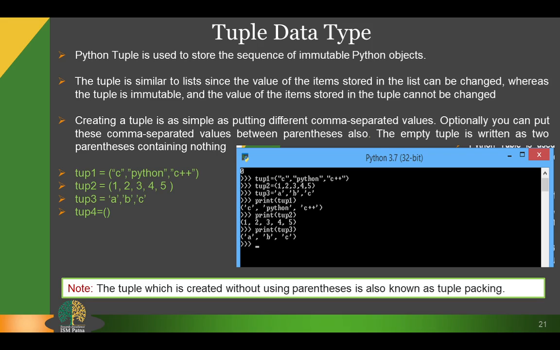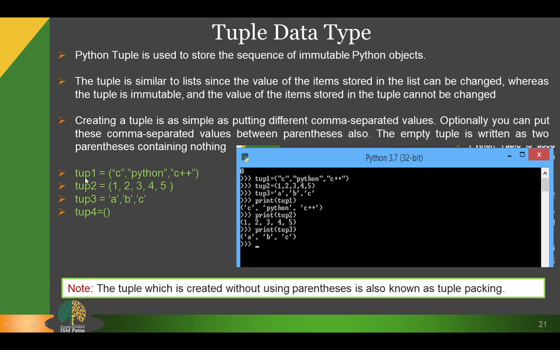Now, the next sequence data type is tuple. Python supports tuple as an immutable data type. It means once we define the data type as a tuple, we can't change it. The tuple is similar to list, except that the values of the items stored in a list can be changed, whereas in a tuple they cannot be changed. Tuple is immutable. All the elements of the tuple are separated by commas inside parentheses.